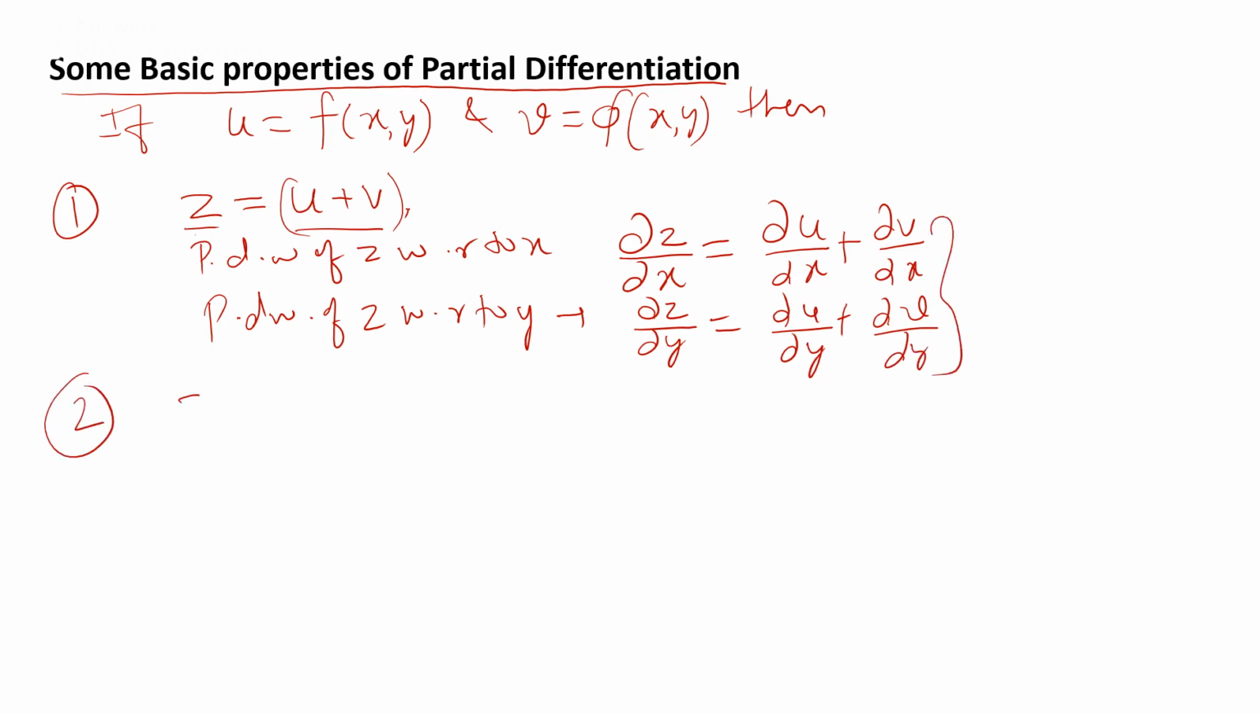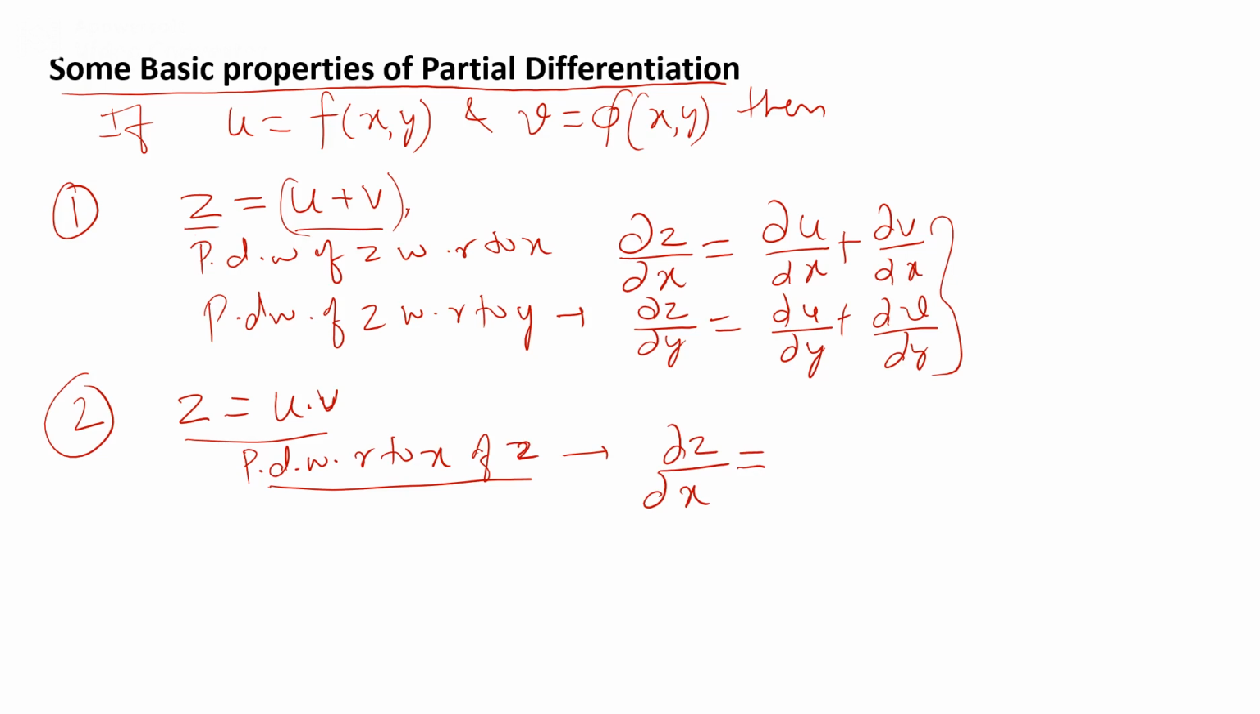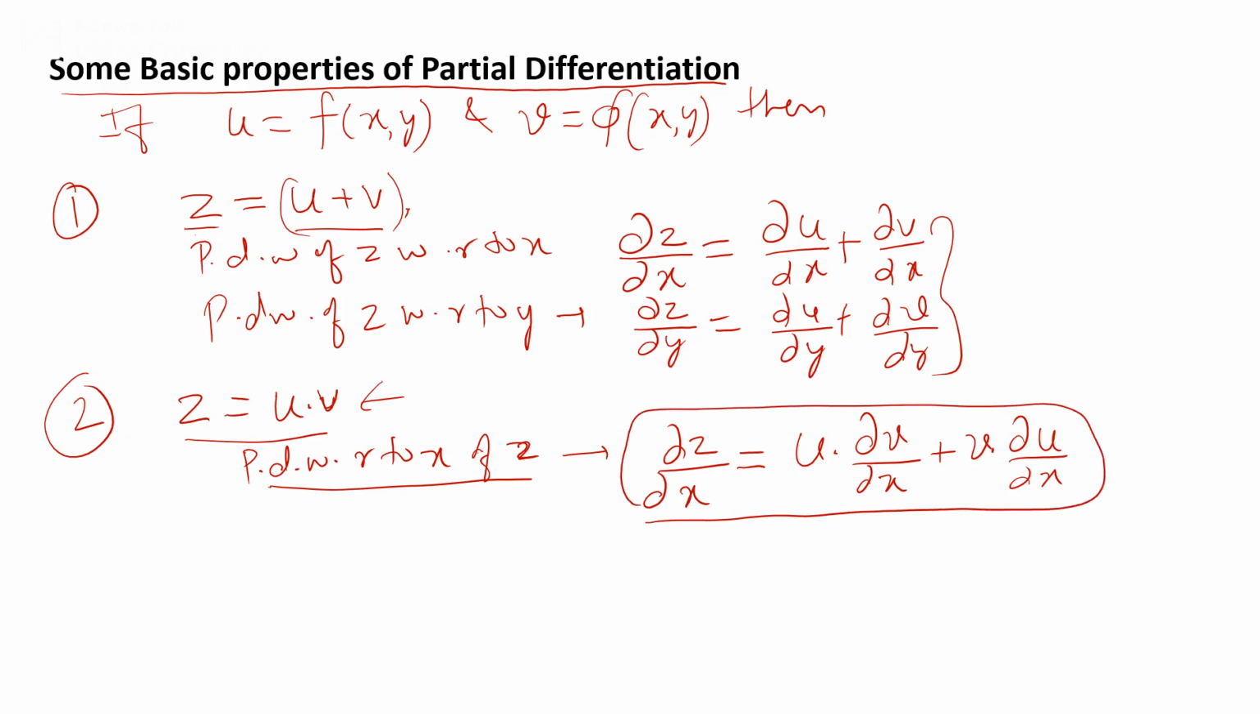Now the second property: if z is the product of these two functions, again z is a function of x and y. If you want to take the partial derivative with respect to x of the z function, we write del z upon del x equals, here we apply the product rule, u as it is times the partial derivative of v with respect to x, plus v as it is times the partial derivative of u with respect to x. And similarly we can write it for y.